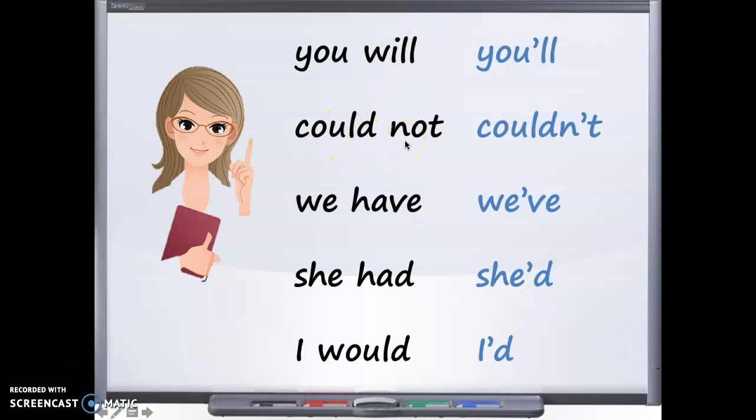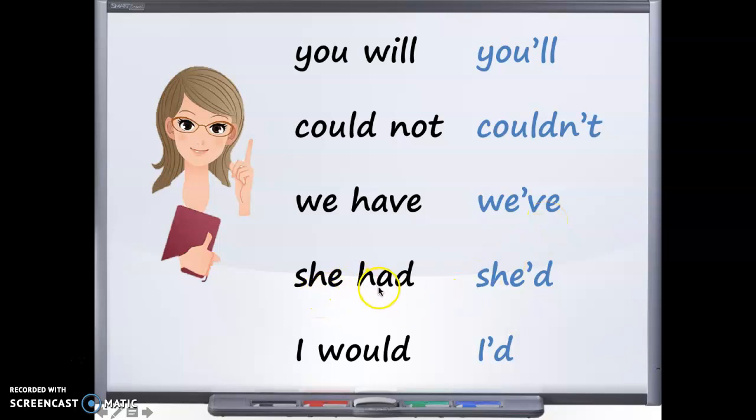Could not is a common one that you've probably heard. Could not becomes couldn't. So in this case, and anytime you have the word not, the apostrophe replaces that vowel, that O. We have. We have turns into we've. Here you see that the apostrophe now takes the place of the 2 letters H and A to make the contraction we've.